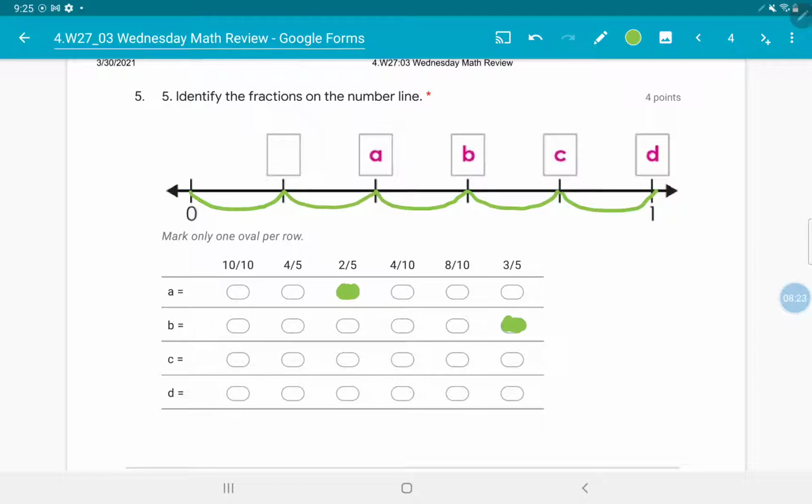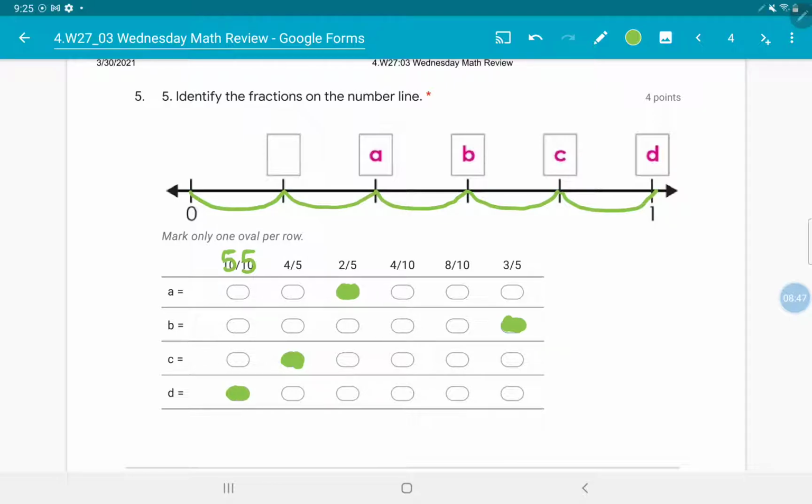How about C, Amy? 4/5. What does D represent, Olivia? 5/5. Oh, 5/5 is one of our options. It didn't change it on here. That one was an easy one.